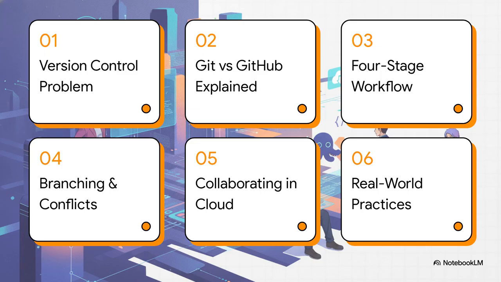1. The version control problem. 2. Git versus GitHub explained. 3. The 4-stage workflow. 4. Branching and conflicts. 5. Collaborating in the cloud. And finally, 6. Real-world best practices.